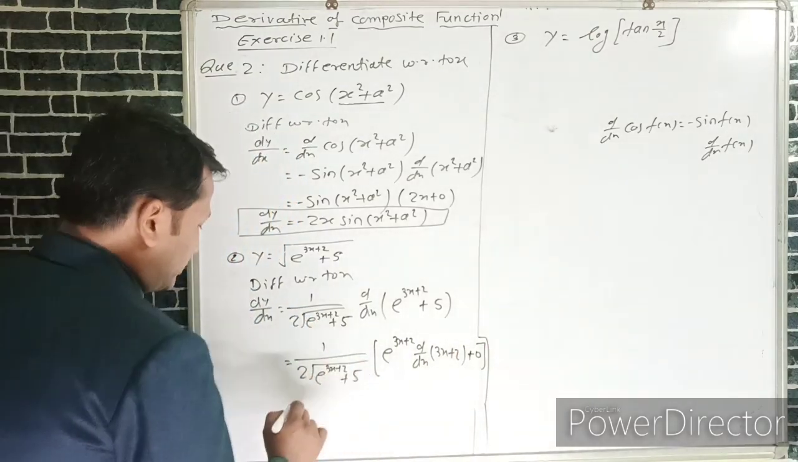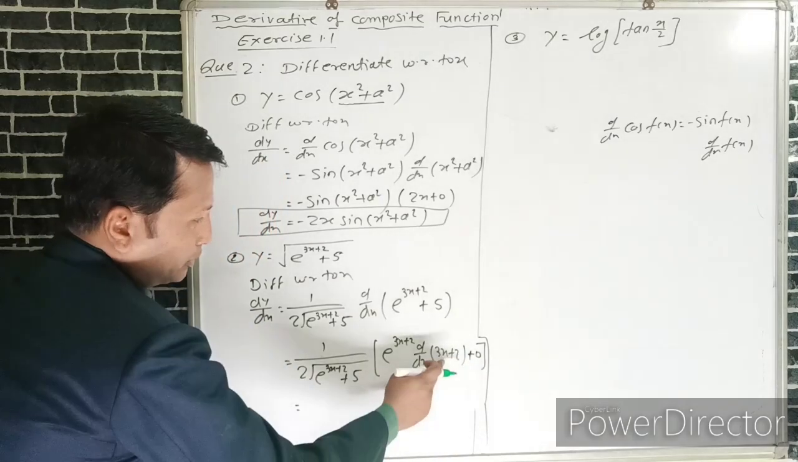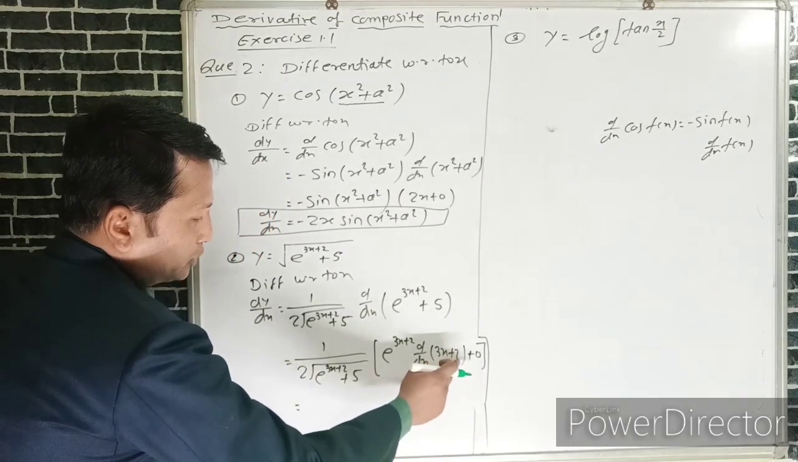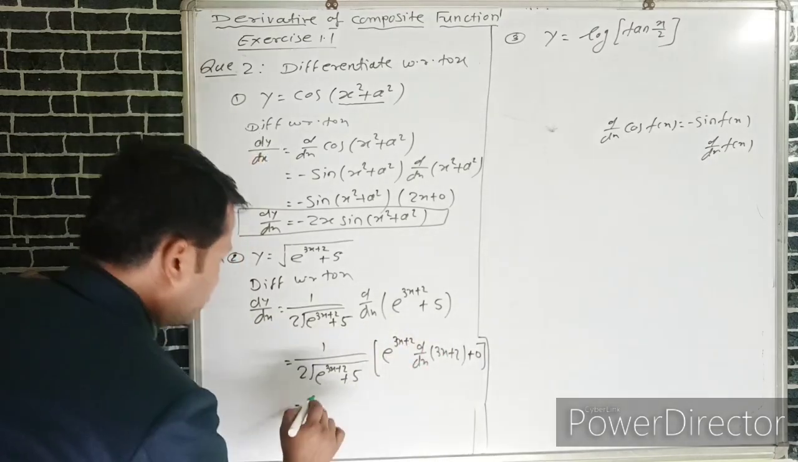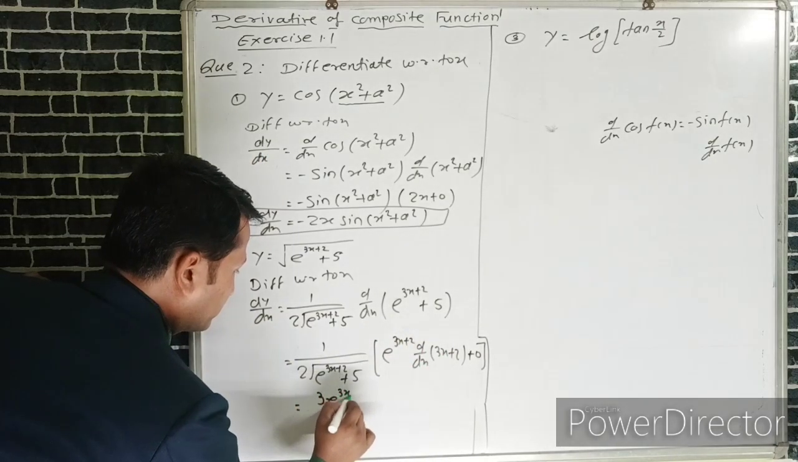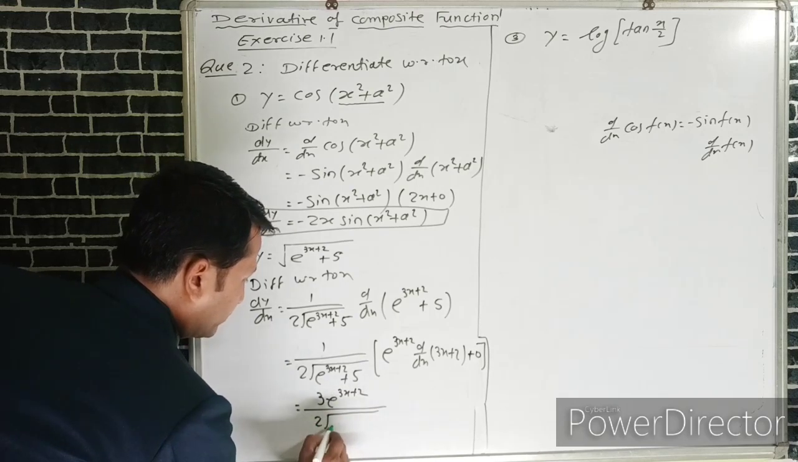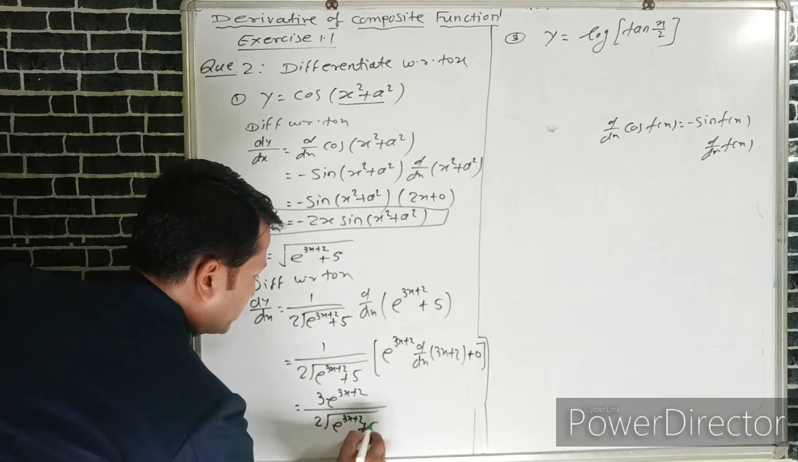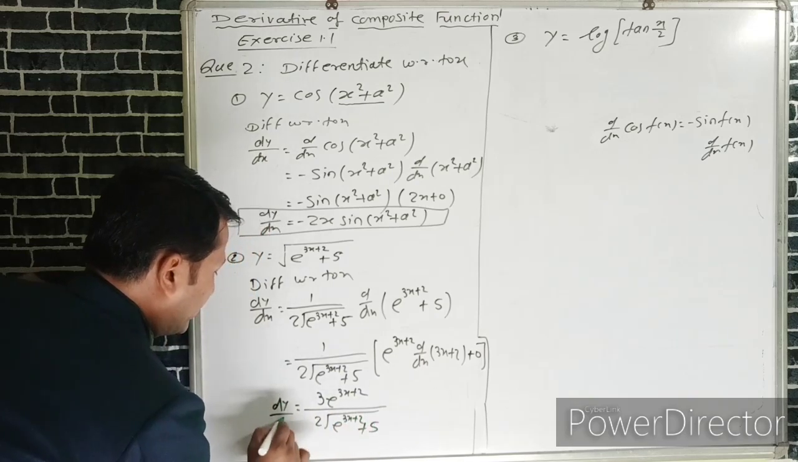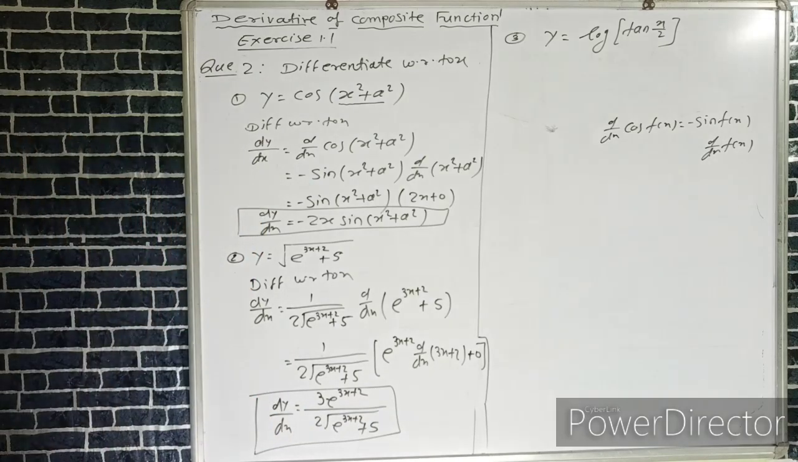Now we can write it, derivative of 3x plus 2. Derivative of 3x is 3. 3 plus 0 is 3. 3 into e to the power 3x plus 2 upon 2 into under root of (e raised to the power 3x plus 2 plus 5), which is the required derivative of y, dy upon dx.